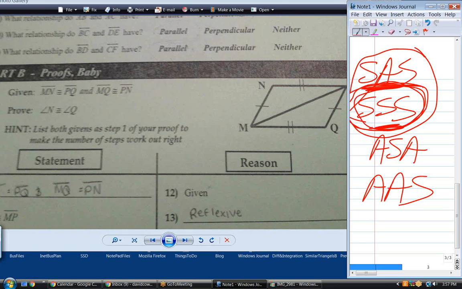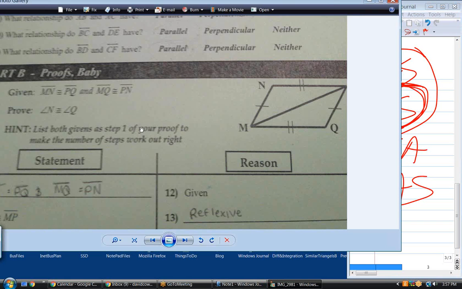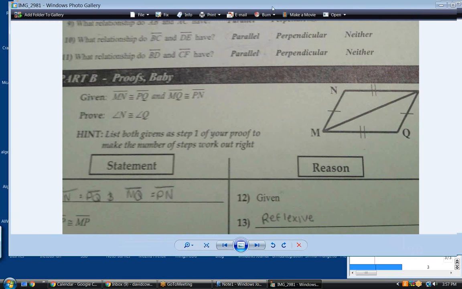I do. So line 14 would be that triangle is congruent to that triangle, and the reason is side, side, side. Yes, that's right. And 15 is going to be angle N is congruent to angle Q, and the reason is going to be CPCTC. Yep. So you had actually already done this completely. Okay, that's all right.